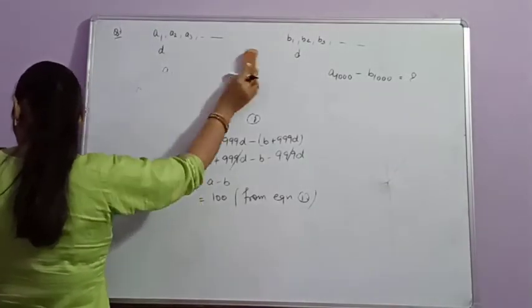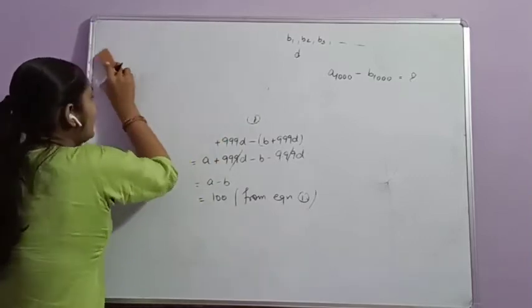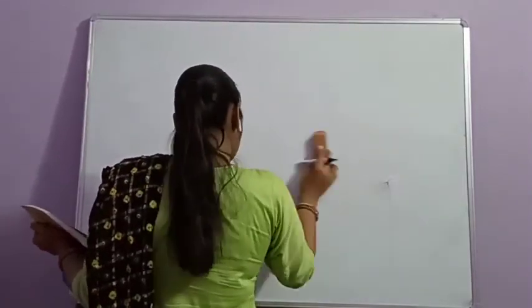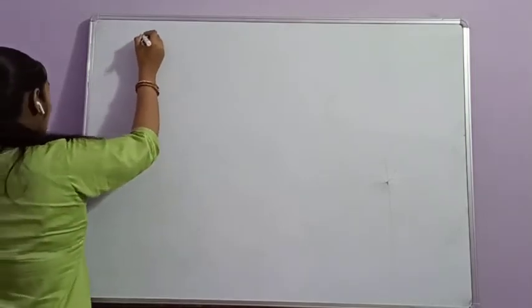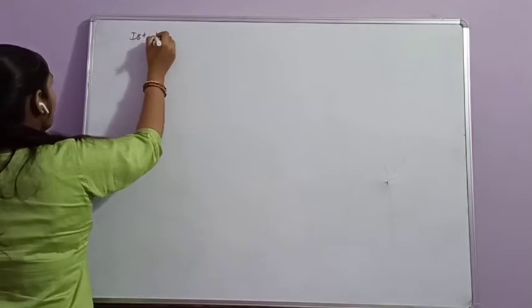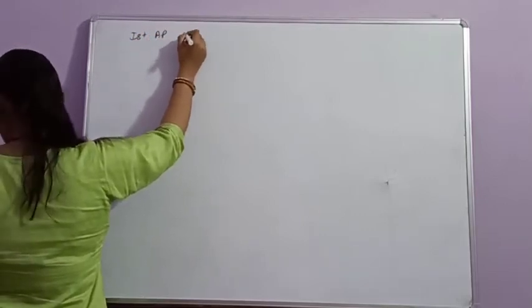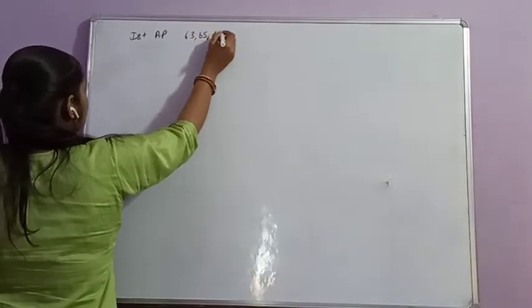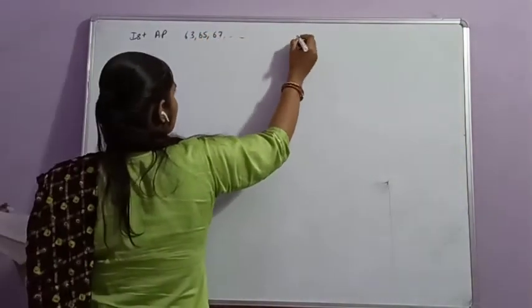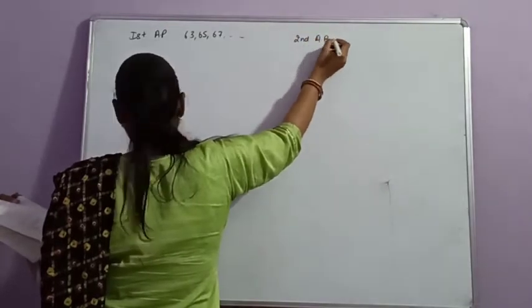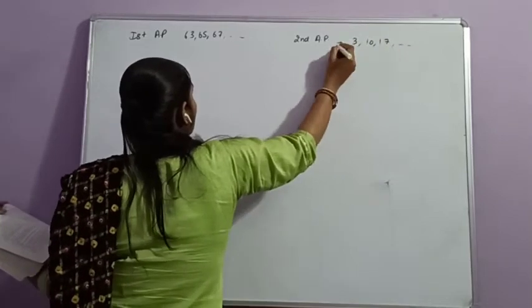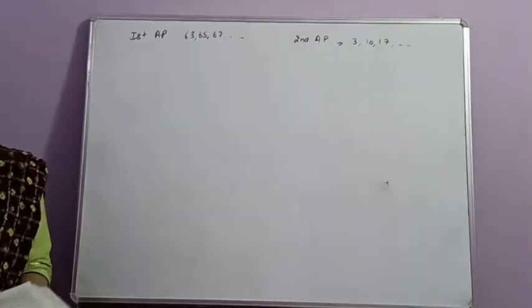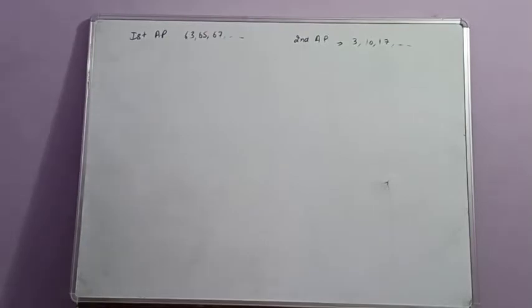Next question is, find what value of n. We have to find out the value of n for which 2 APs are equal. The first AP is 63, 65, 67. The second AP is 3, 10, 17. We have to find the value of n for which the nth term will be equal for both APs.